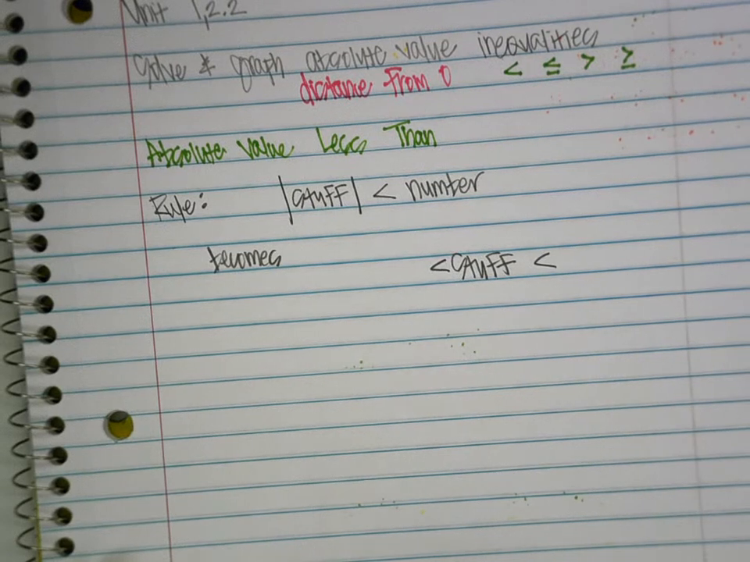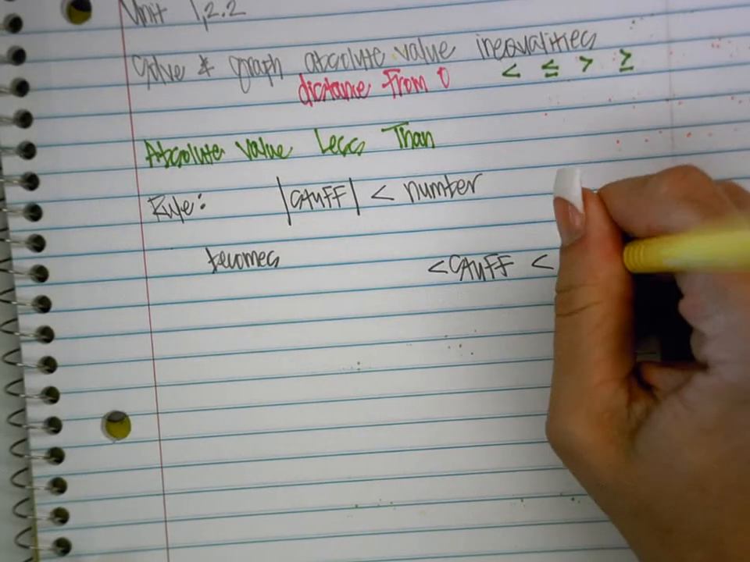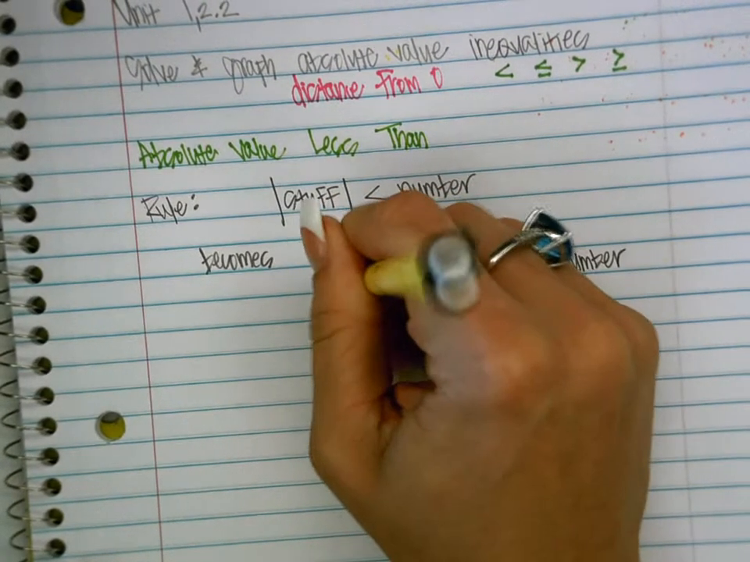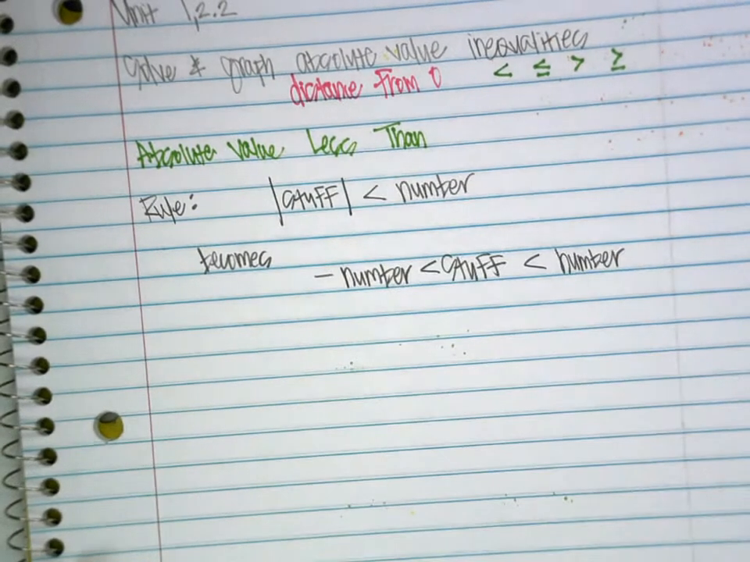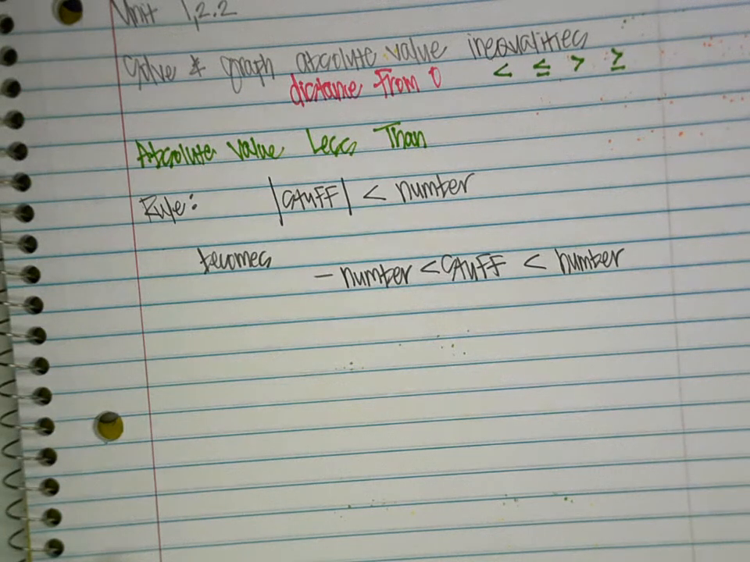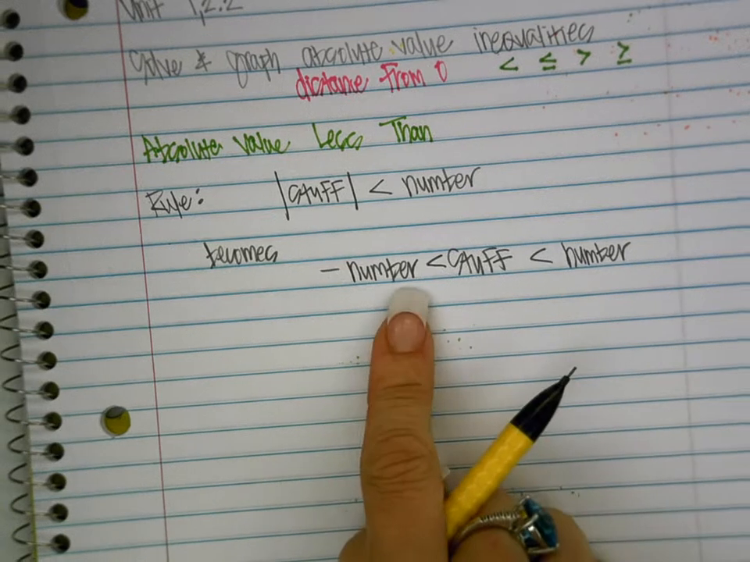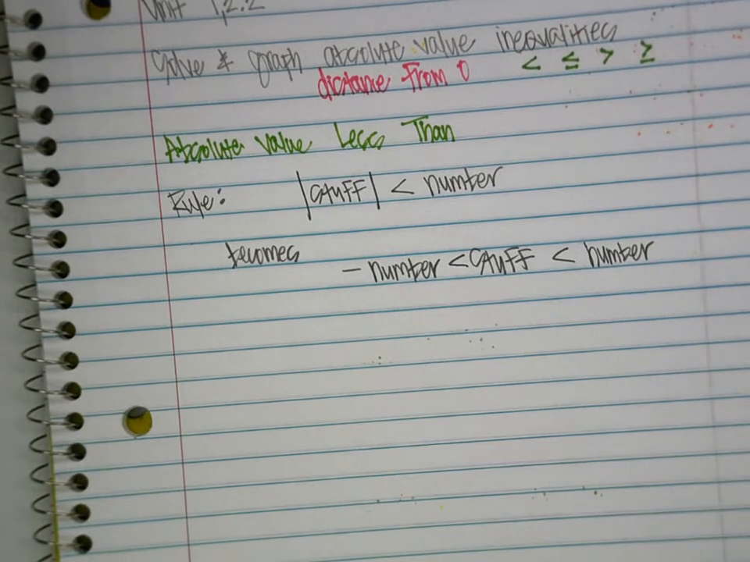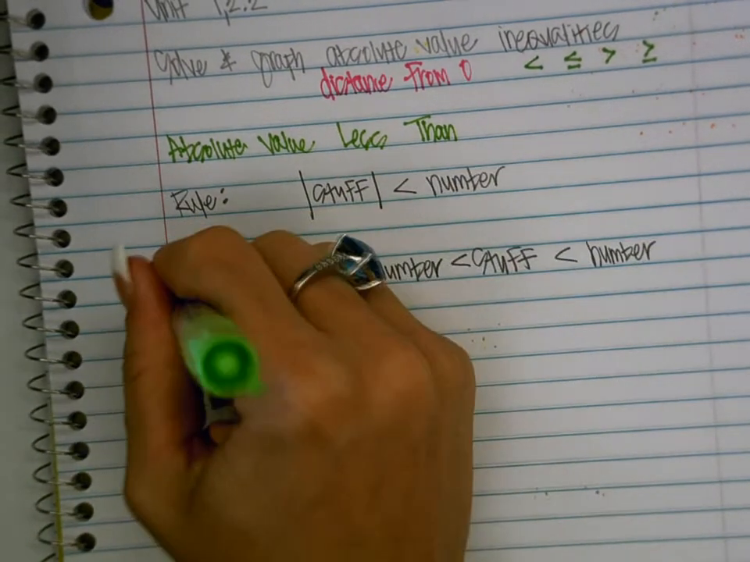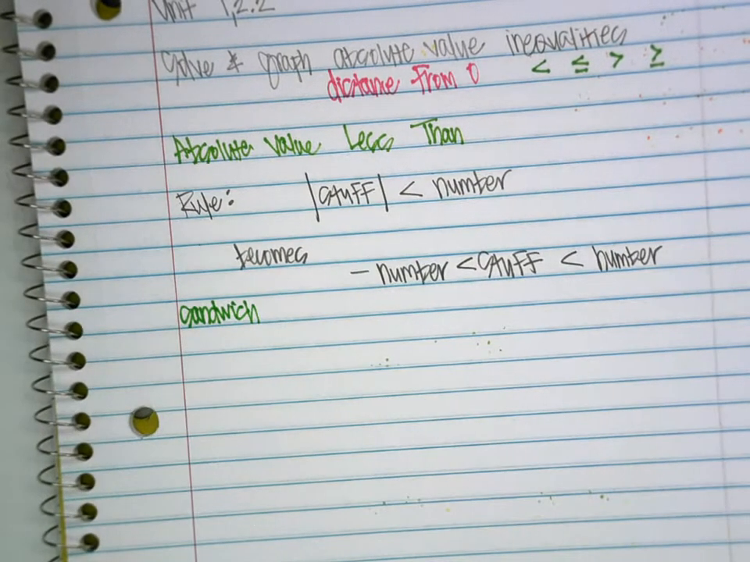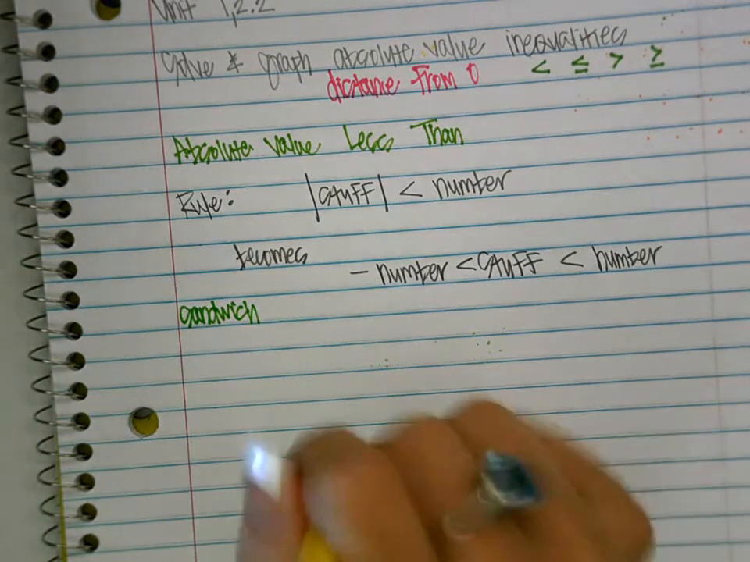This gets sandwiched in between the positive number on the right and the negative value of that number on the left. The reason that the positive is on the right and the negative is on the left is because in the number line, the negative numbers are on the left, the positive numbers are on the right. So this is what I call a sandwich equation, okay?